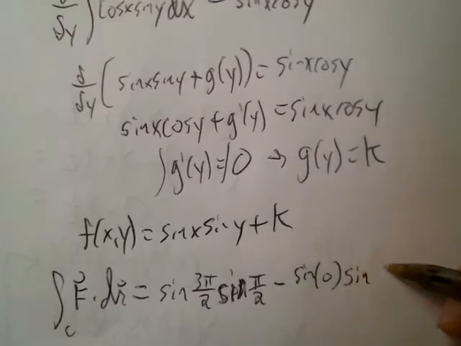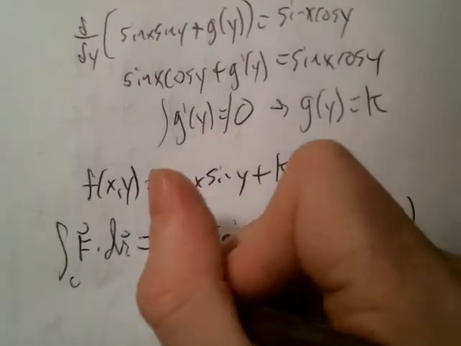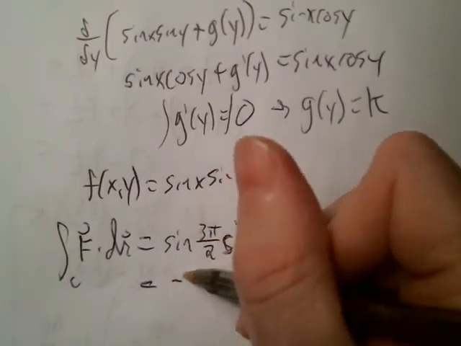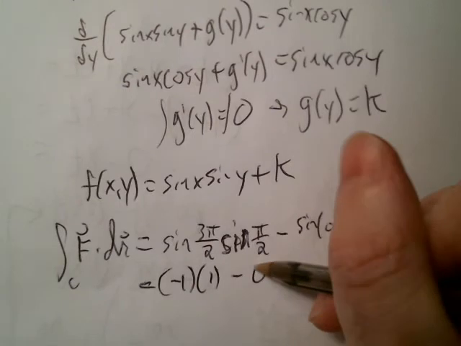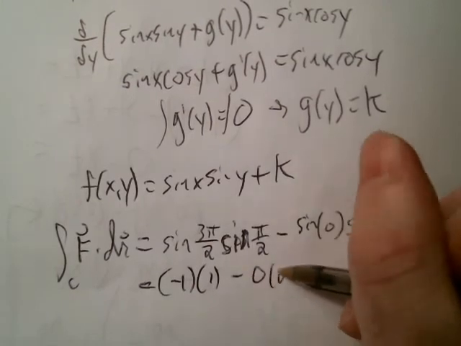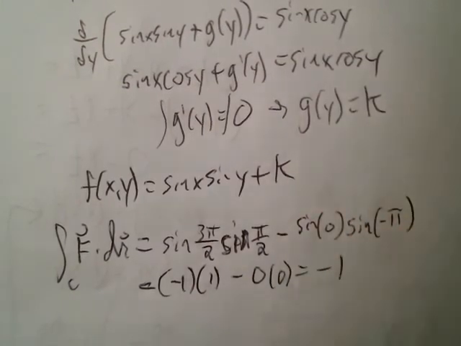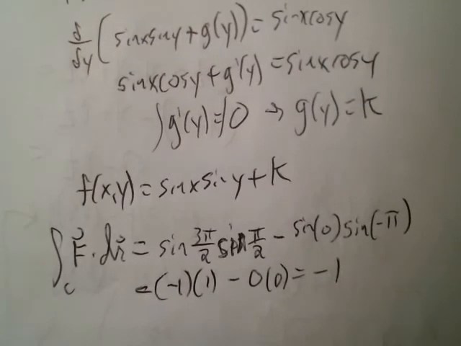Times sine of negative pi. Okay, so evaluate these things. Sine of 3 pi over 2 is negative 1. Sine of pi over 2 is 1. Sine of 0 is 0. Sine of negative pi is 0. So you just end up with negative 1 for your answer.